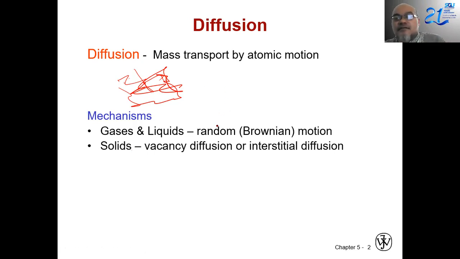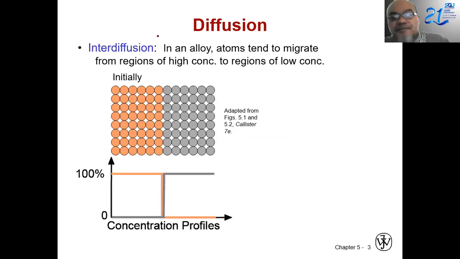In solids, however, the space between the atoms is not as wide or as big as in gases or liquids. So that is why the mechanism happens by vacancy diffusion or interstitial diffusion. In the vacancy diffusion, the vacancy moves along the space of the solids by hopping of the atom. In the interstitial diffusion, the smaller atoms located in the space between the crystalline lattice atoms will move around in that space between the crystal atoms.